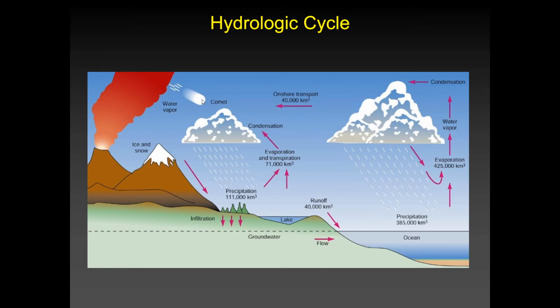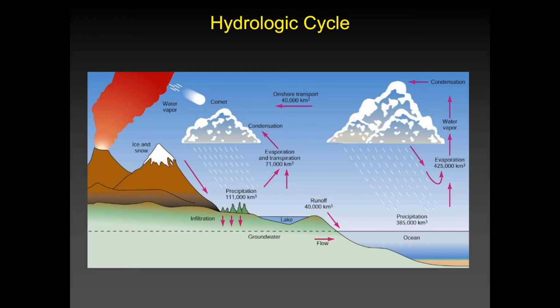Then you have comets, which are made out of rock and ice. You have snow and ice on top of mountains, and then water vapor in the atmosphere. Condensation happens. You end up with precipitation, infiltration into groundwater, or percolation. You have this lake, which again is another source for evaporation and transportation. Then you have runoff, which causes the flow of water on the Earth's surface, and then the flow of water in groundwater being percolation. So you can see that all of this adds up.